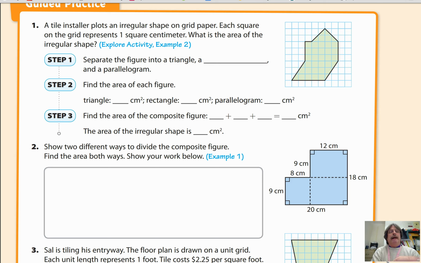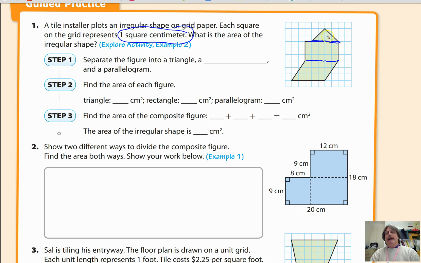Looking at the guided practice, a tile installer plots an irregular shape on grid paper. Each square on the grid represents 1 square centimeter. What is the area of the irregular shape? So if I take this, and this is a composite figure, and I break it up, well, I got some things on a slant there, so I'm thinking that looks like a parallelogram. And then I got this peak up here. I probably could put a line across there. So now I have a parallelogram, a rectangle, and a triangle.